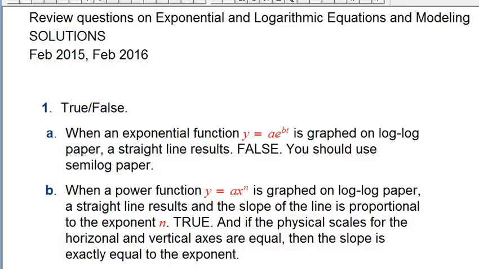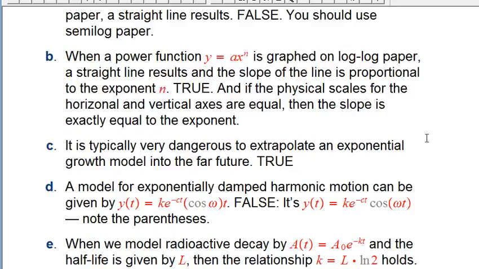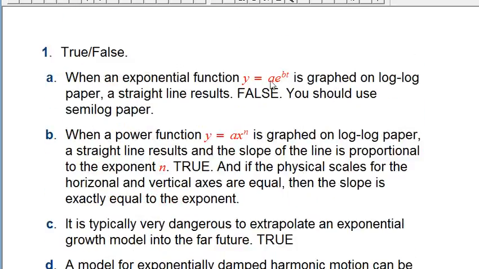Okay, this is the first of 4 short videos looking at solutions to a problem set about exponential and logarithmic equations and modeling. So the first set was some true-false questions. First, when an exponential function, y equals a e to the bt, is graphed on log-log paper, a straight line results. And the answer to that was false. You should use semi-log paper for an exponential function.